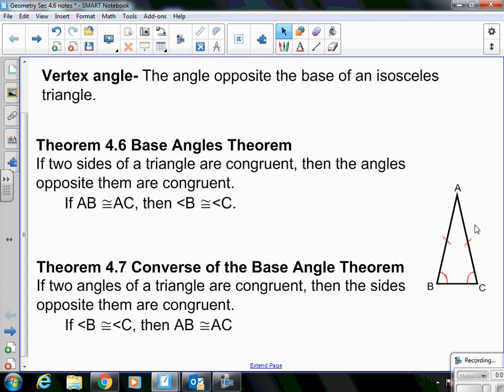So either way, if I've got two congruent sides, then the angles opposite those are going to be congruent, or if I've got two congruent angles, the sides opposite those will be congruent. So basically, if you got two parts that are congruent, then you've got another two parts that are congruent, so to speak.